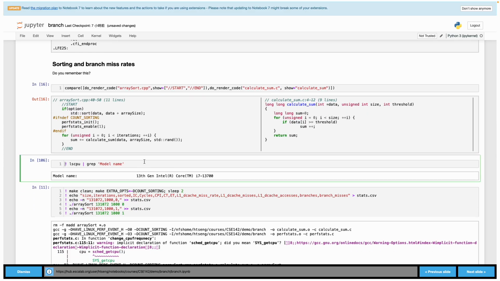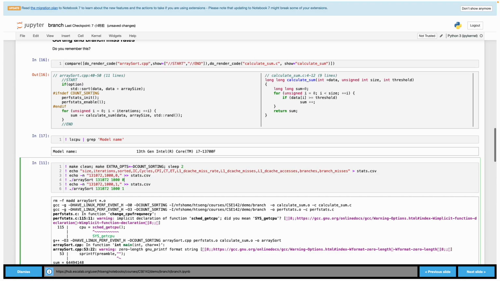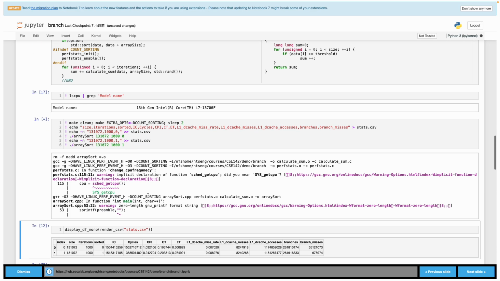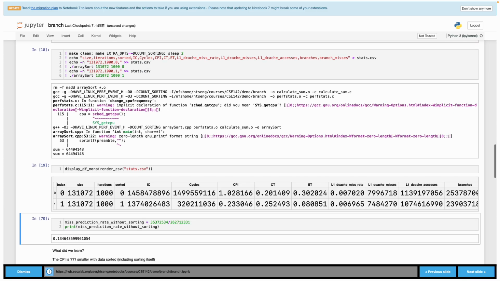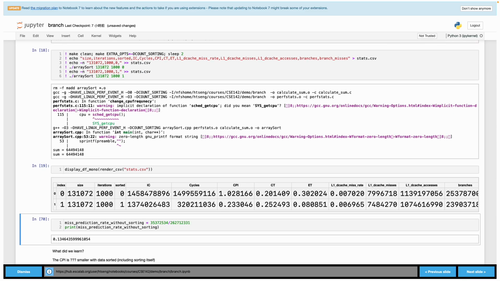I'm going to run this on an Intel processor and see how that affects the performance. As you can see here, I'm running this with the array size as 128K and with 1,000 queries. And if the sorted value is 0, it means that we don't sort.